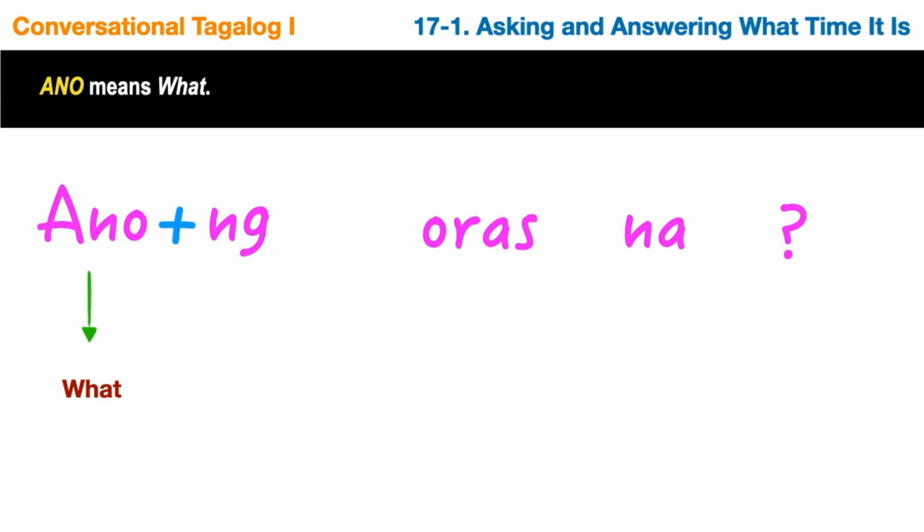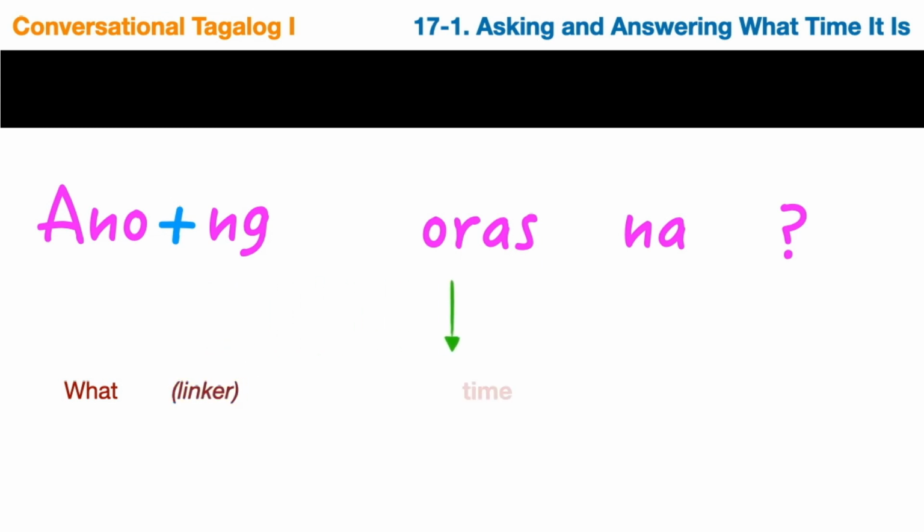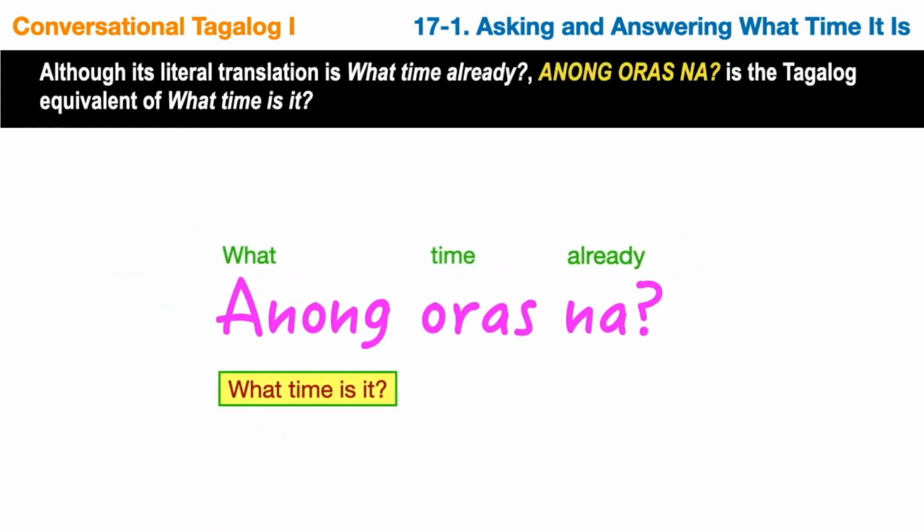Ano means what. Nang serves as linker between ano and the next word, oras. So, instead of ano oras, we say anong oras. Oras means time. Na means already. Although its literal translation is what time already, anong oras na is the Tagalog equivalent of what time is it.